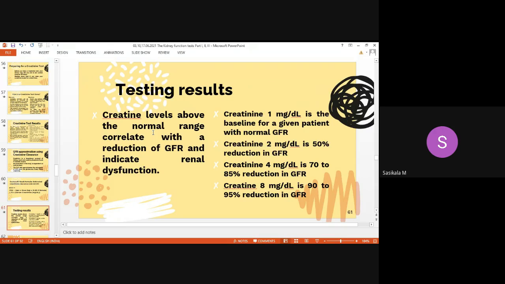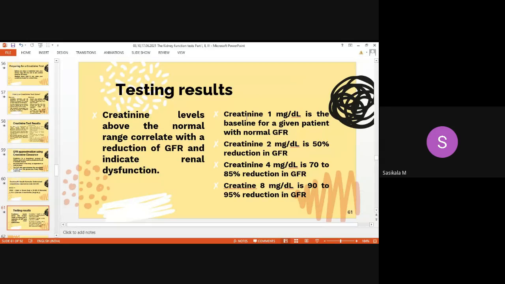Okay. And testing results for creatinine clearances: creatinine levels above the normal range correlate with the reduction of GFR and indicate renal dysfunction, right? Creatinine, here you take as creatinine only. Just a second. So creatinine level above the normal range correlates with the reduction of GFR and indicates renal dysfunction. This is what we have discussed till now, right? Reduction in GFR represents increased creatinine level, that represents decreased renal function.